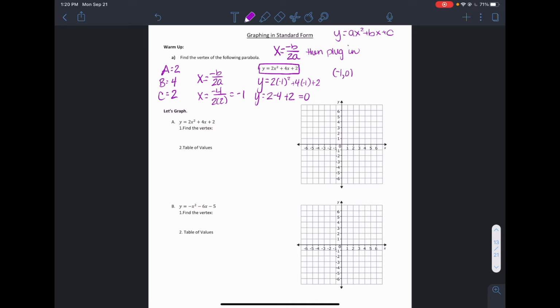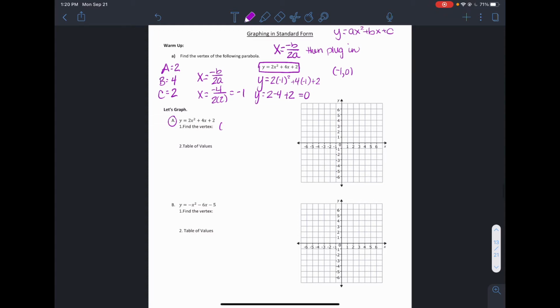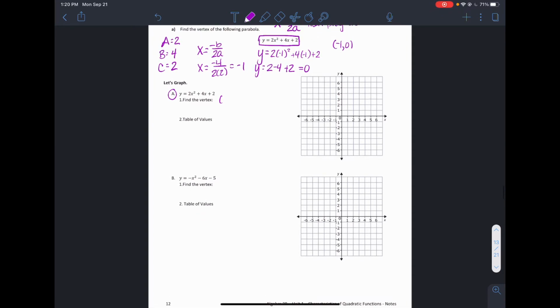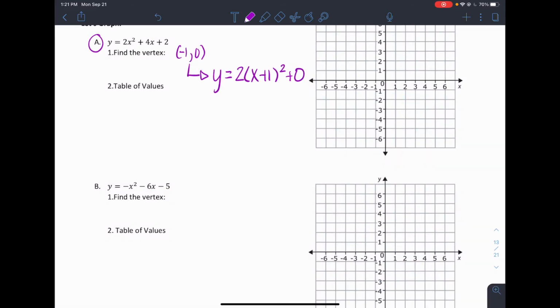Now, you'll notice that this is also the same example as example A. So the vertex is at negative 1, 0. But that also tells me that I can rewrite this equation like this. I rewrote it in vertex form. So now I go left 1, up 0, and that'll be my vertex.